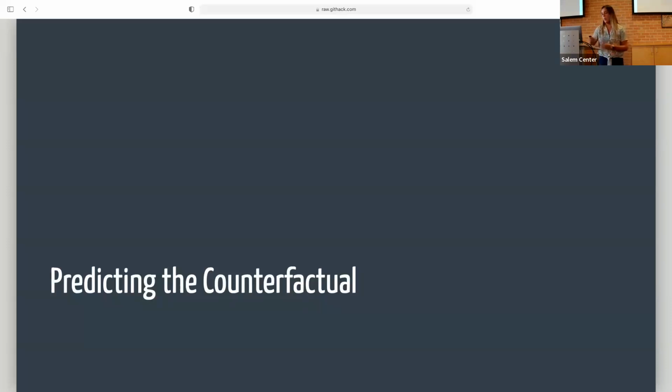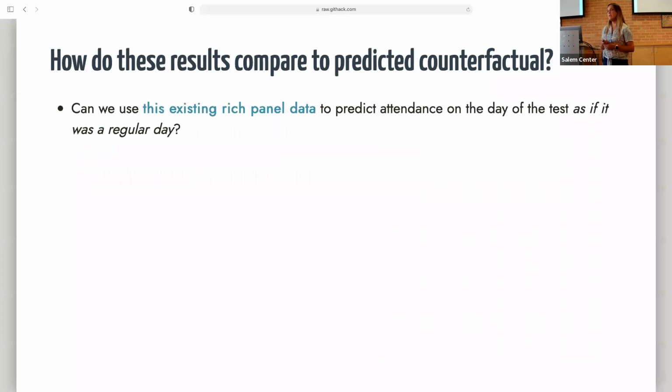So thinking about that, what we do next is let's try to predict the counterfactual, right? And see whether we can disentangle these schools that are actually more likely to be gaming the system. Very rich panel, right? With a lot of different years, a lot of different variables. And we want to predict attendance basically on the day of the test, thinking what if this was actually a regular day, okay? So we're kind of gonna do a forecasting exercise to a certain extent, right?